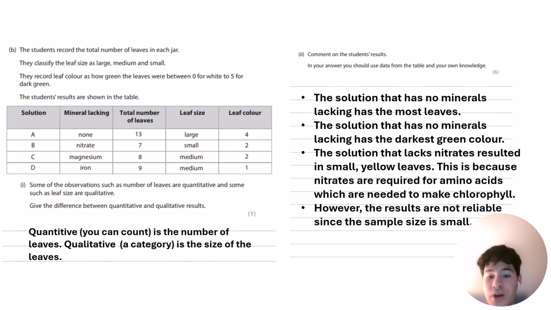So if it has no minerals lacking, meaning it has all the minerals. So obviously it will have chlorophyll, so it'll give it a rich green color. The solution that lacks nitrates resulted in small yellow leaves. This is because nitrates are required for amino acids, which are needed to make chlorophyll. However, the results are not reliable since the sample size is small. He didn't do this on 1,000 leaves or 10,000 leaves. He only did it on maybe it was 4 jars, I believe, and each 5, so maybe he did it on 20 leaves in total, which is a very small number, making the results unreliable.